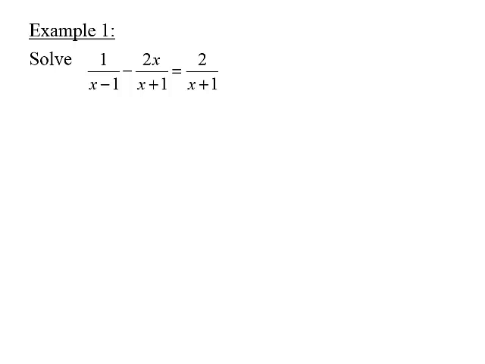An example is 1 divided by x minus 1 minus 2x divided by x plus 1 equals 2 divided by x plus 1. The least common denominator is the product of those different factors, x minus 1 times x plus 1. The restrictions on our variable, that is, the values that make the denominator 0, are that x cannot equal 1 and x cannot equal negative 1.